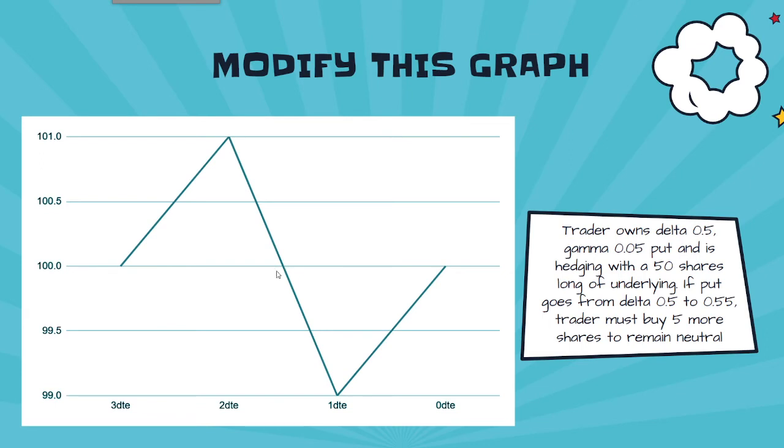Same thing if we're between 2 days expiration and 1 day expiration, right here at 100. Same puts, delta 0.5 puts at gamma 0.05. We're long the put and we're long 50 shares of the underlying. If prices come down, our put has just gone from 0.5 to 0.55. Now, in order to remain neutral at delta 0.55, they have to buy 5 more shares. And again, it's going to put that pressure to go back to the pin.